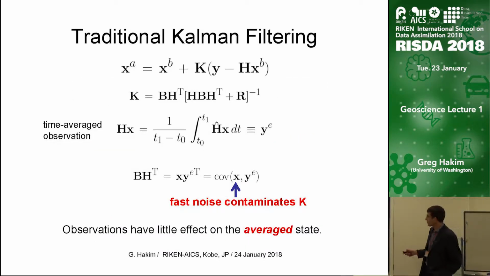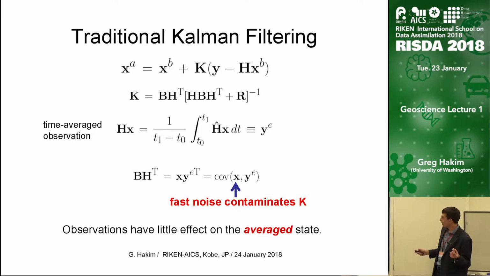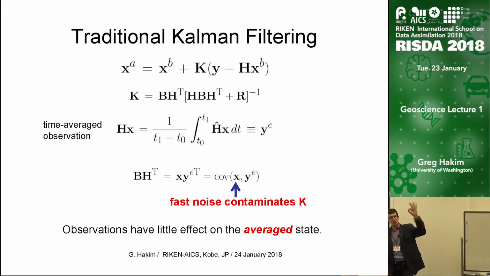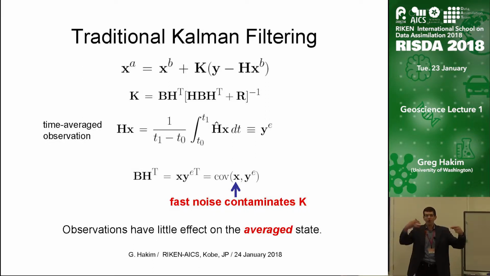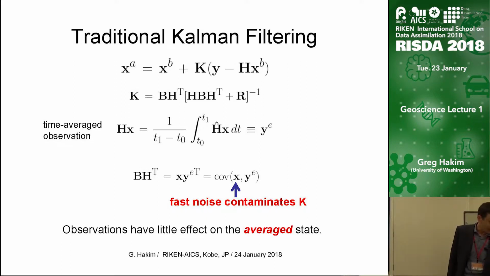This is not a surprise. In traditional Kalman filtering, we're relying on this BH transpose, which can be rewritten as this covariance between Y_e, the estimate of the measurements, and X, the state. So this covariance between the atmospheric measurements, which are fluctuating on fast time scales, with the ocean, which is evolving on slow time scales, is being contaminated by the fast noise in the atmosphere. There's no way we could take the day-to-day measurements and map them onto this slow, annual timescale situation. It's not affecting the average state.